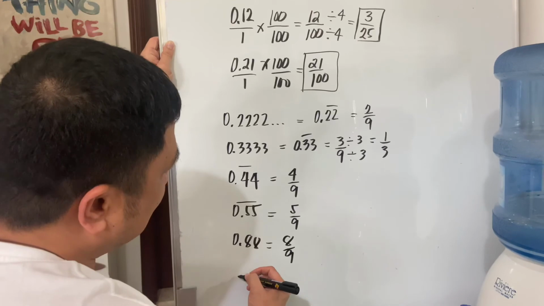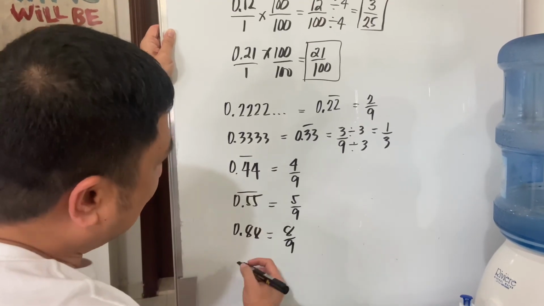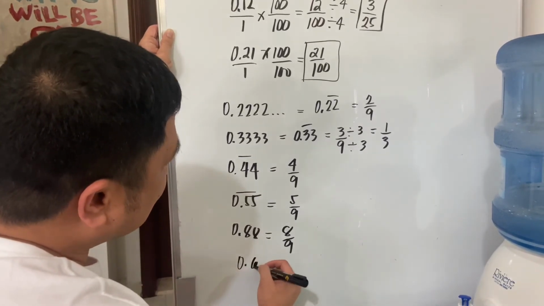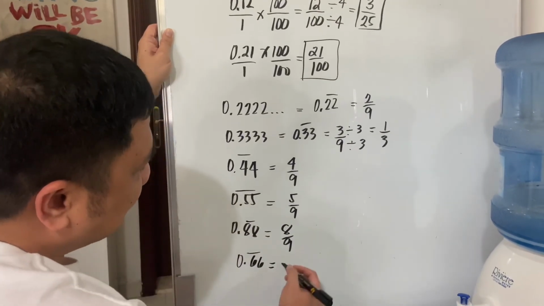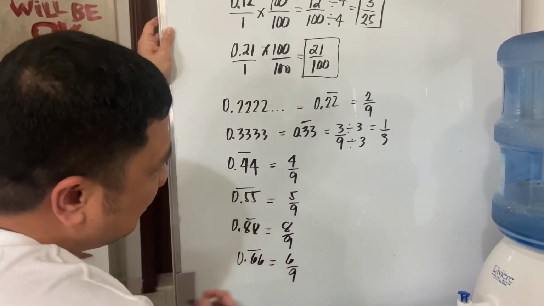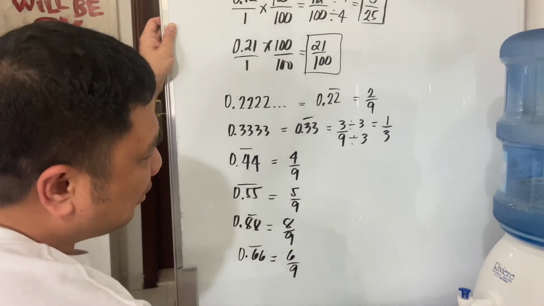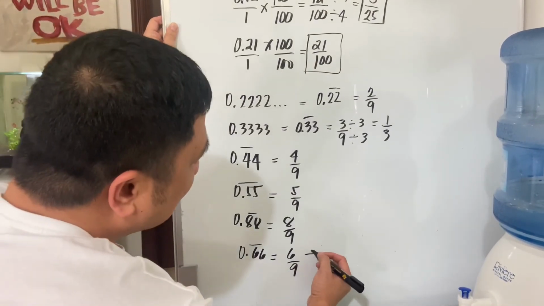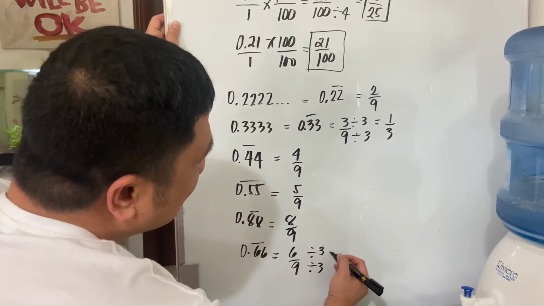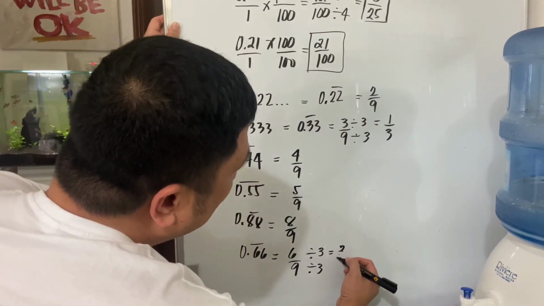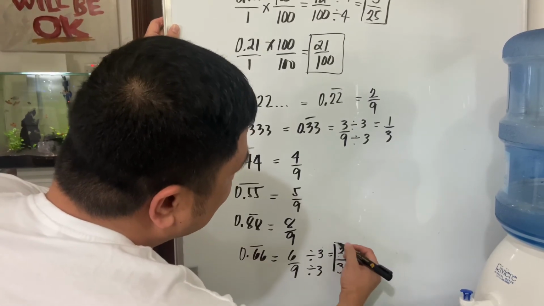And then say, what did we miss? Let's say 0.66 repeating, you have here 6 over 9. But again, 6 and 9 have a common factor, which is 3. So divide both numerator and denominator by 3, and you'll have 2 over 3 as our final answer here.